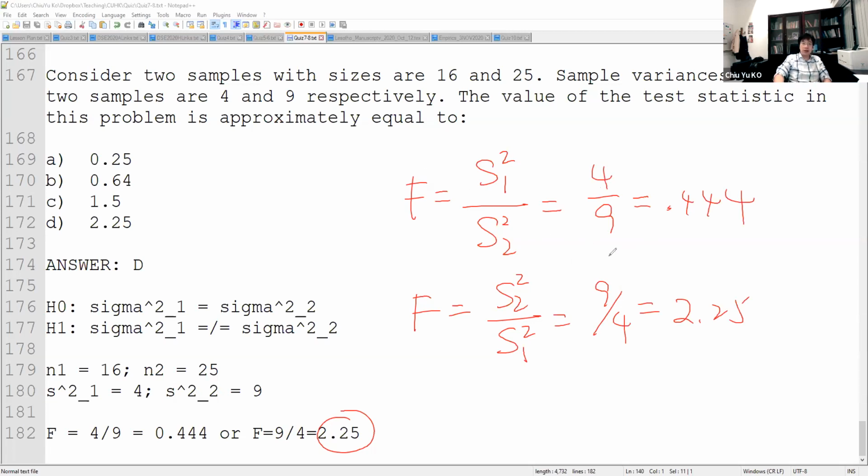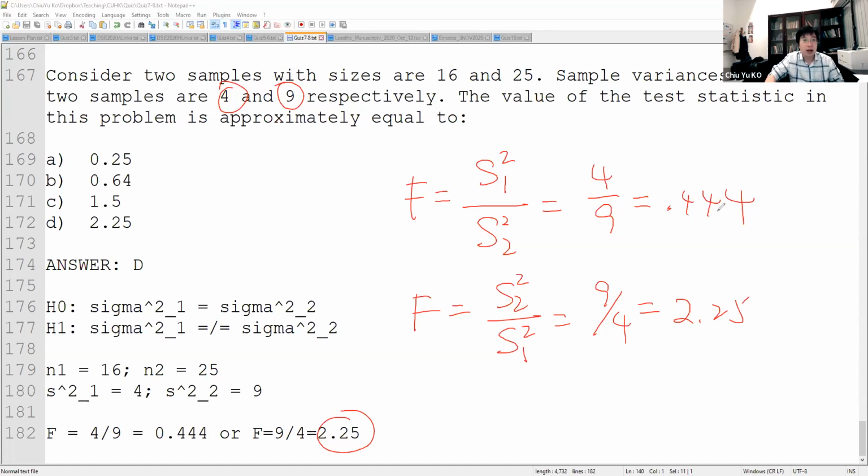Can you see the screen? Just 9/4. There's no Excel, just 9/4. 9/4 is 2.25. There's no Excel involved. It's just a division, because the formula is just a ratio of variances. There's nothing more than that.